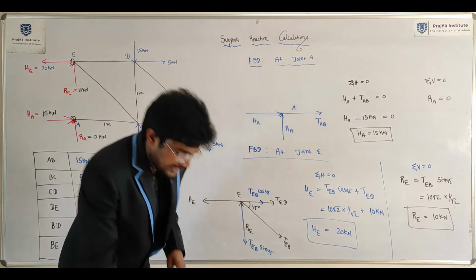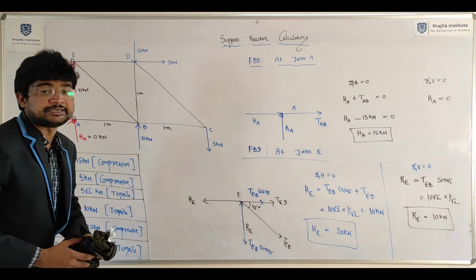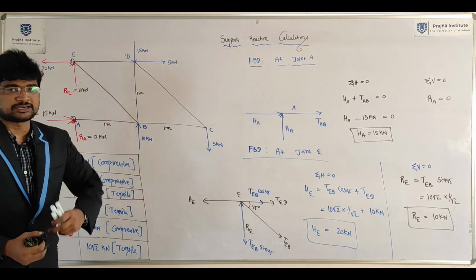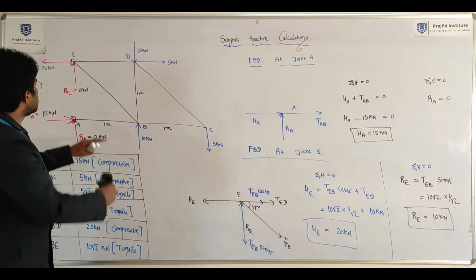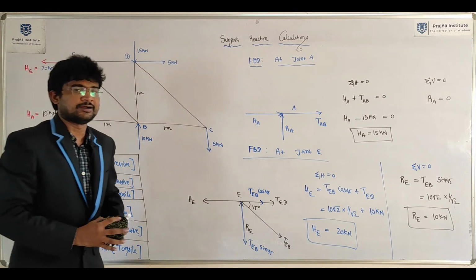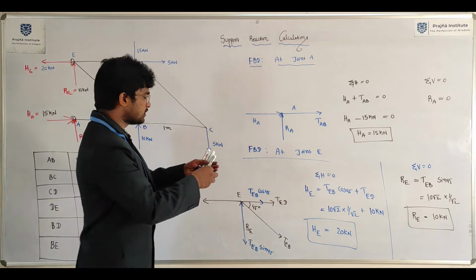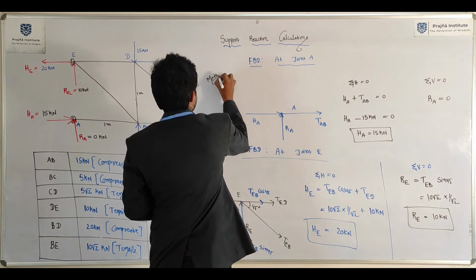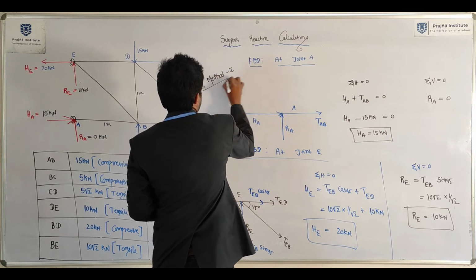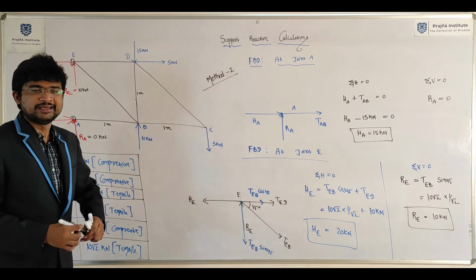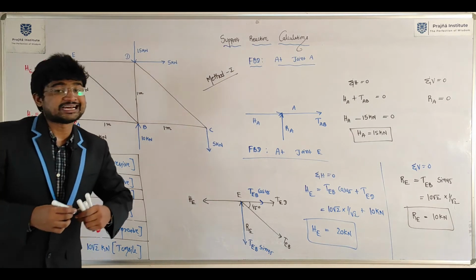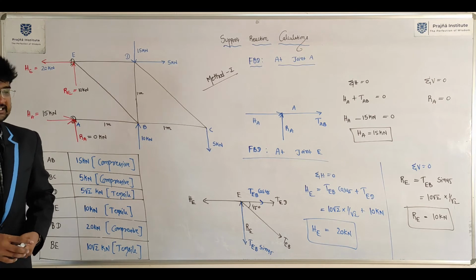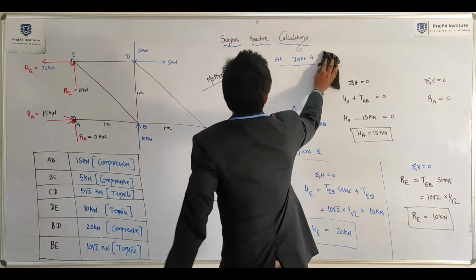Perfect. So, this is the way to determine support reactions in cantilever truss. Now, we need to check whether our values are correct or not. This is the way to determine support reaction calculations by using method 1. Now we can discuss method 2 to determine support reactions in cantilever truss. First, write down up to here.